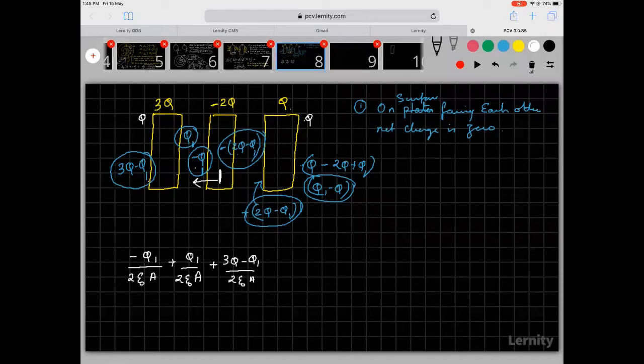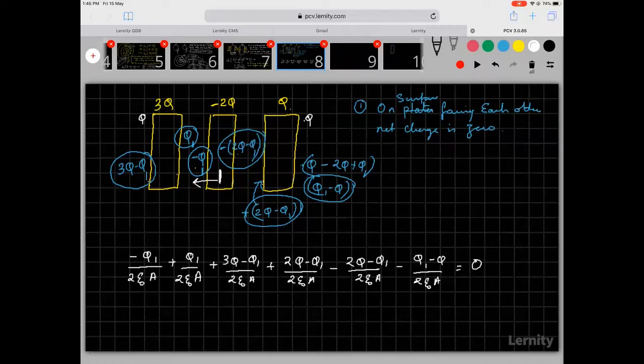Now this charge is also minus, so it is going to pull in the plus direction: plus (2q minus q1) by 2 epsilon naught A. Now what is this going to do? It is going to push in the opposite direction: minus (2q minus q1) by 2 epsilon naught A. This is also going to push in the opposite direction: minus (q1 minus q) by 2 epsilon naught A. This is equal to 0.